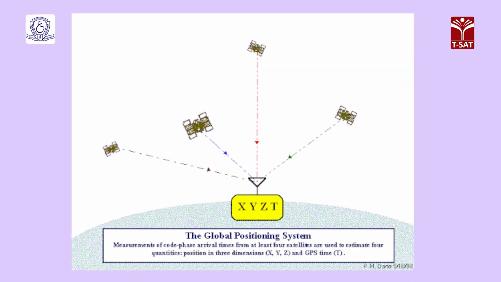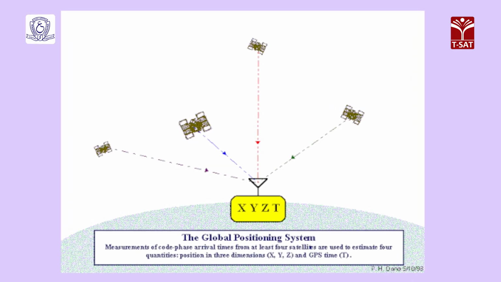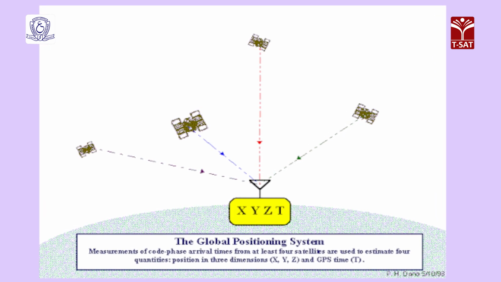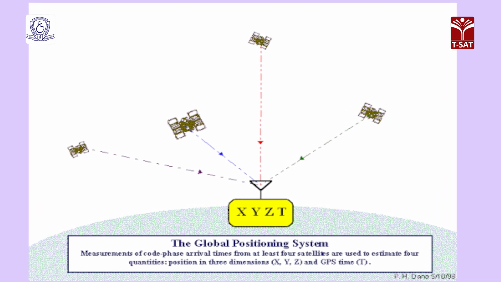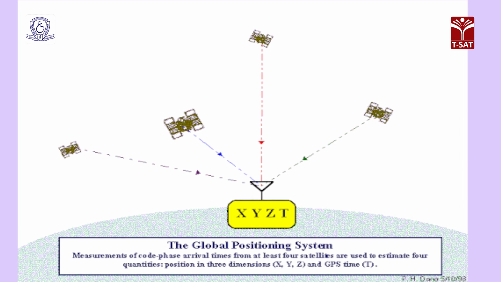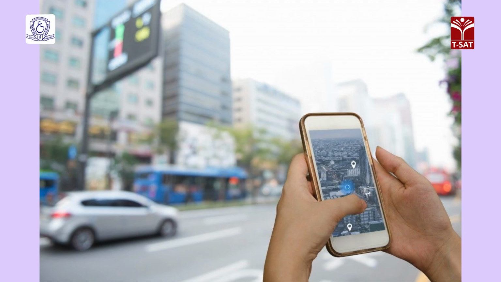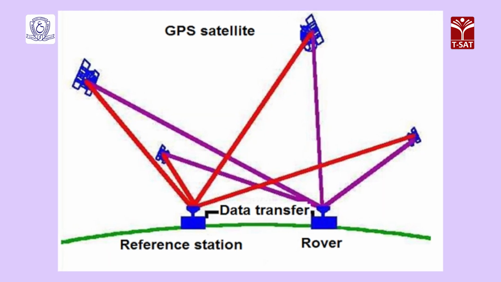GPS receivers convert the SV signals into position, velocity and time estimates. 4 satellites are required to complete the 4 dimensions of X, that is latitude, Y, that is longitude, Z, altitude, and T, time. GPS receivers are used for navigation, positioning, time dissemination and other research. The user receiving equipment comprises the user segment.